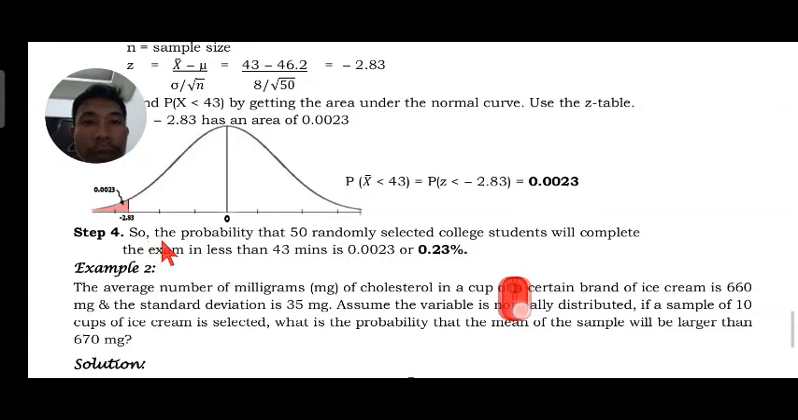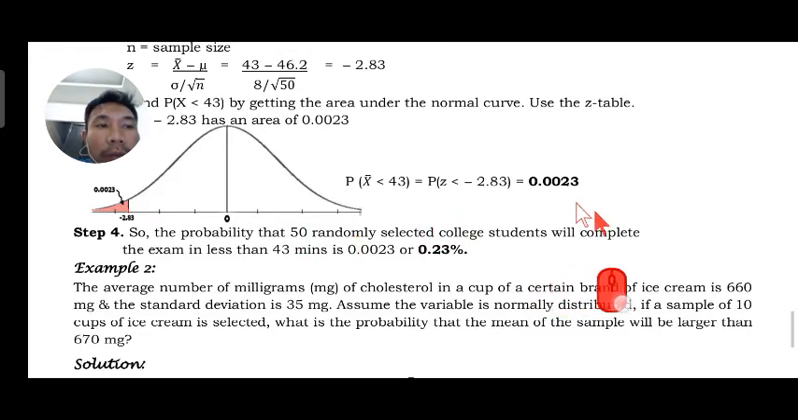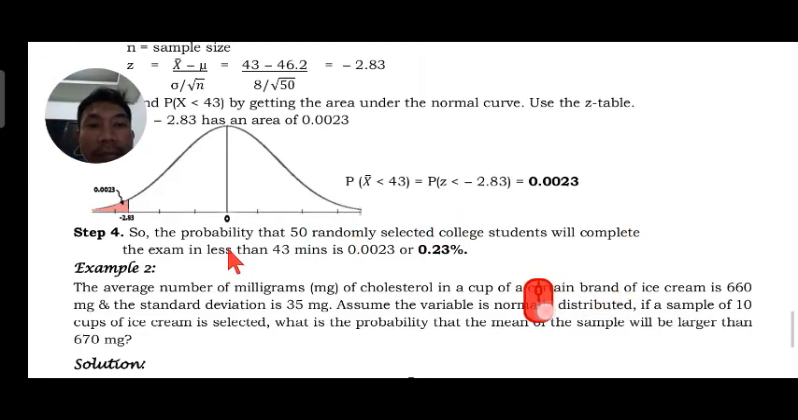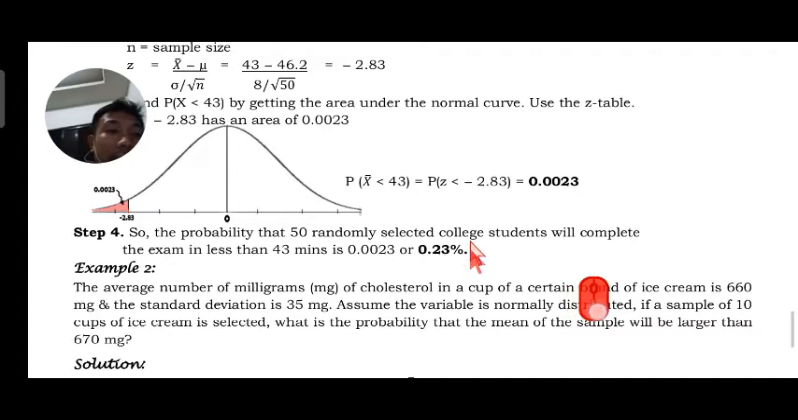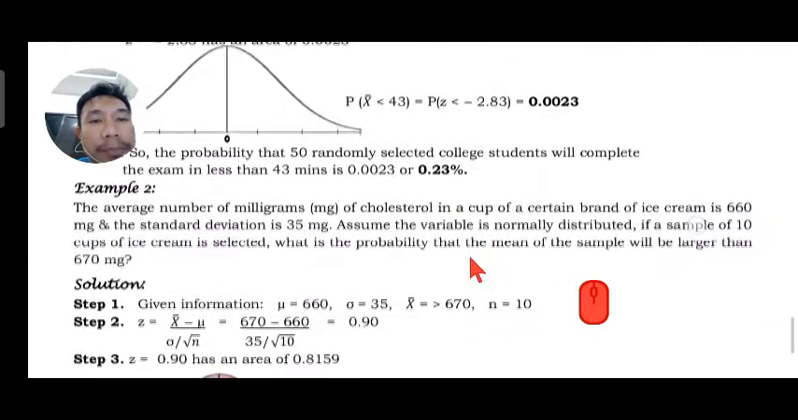So, step number 4. The probability that 50 randomly selected college students will complete the exam in less than 43 minutes is 0.0023, or only 0.23%. So, that is the probability. Maliit lang ang probability, 0.23%. Okay?